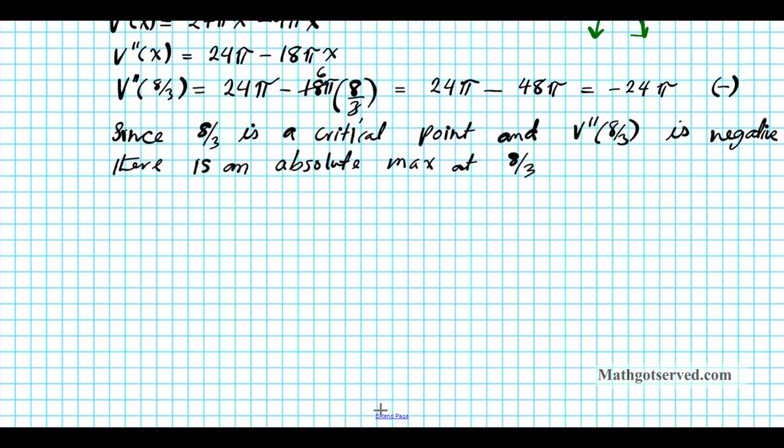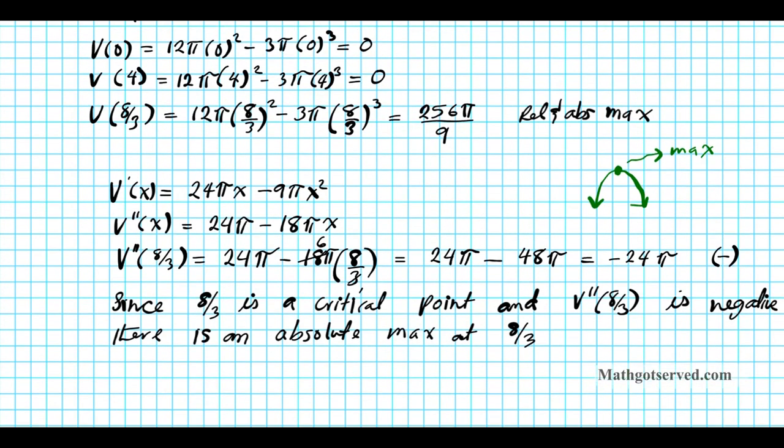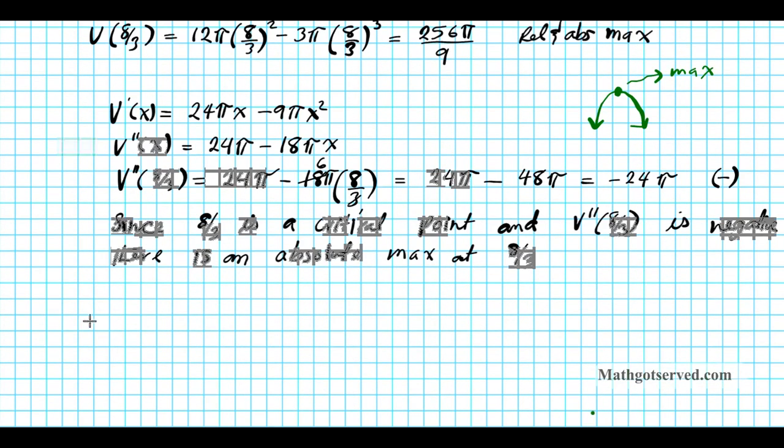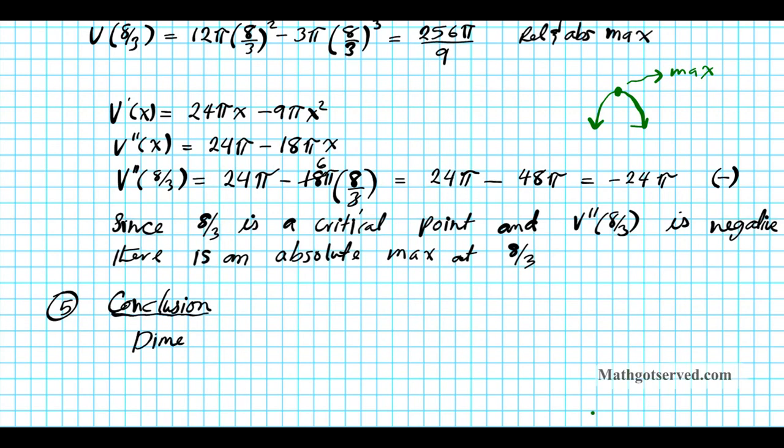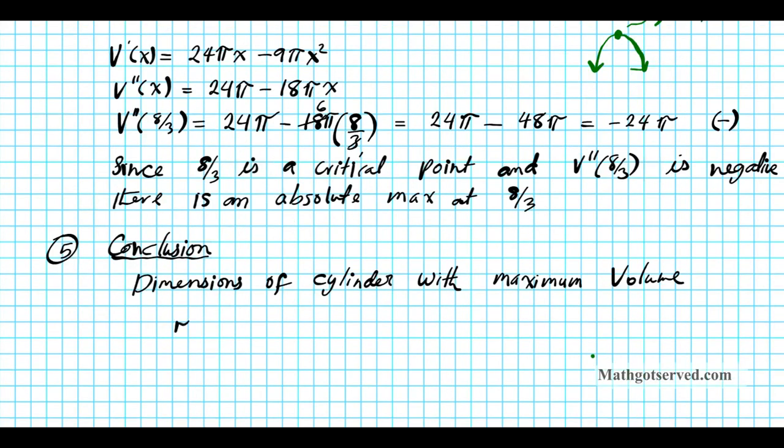We found a maximum, but that's the x value. We have to state the dimensions of the maximum volume. So part 5 is our conclusion. Let's take the dimensions first. Dimensions of a cylinder with maximum volume. The radius is x, right? So the radius is x, and x is 8 over 3.